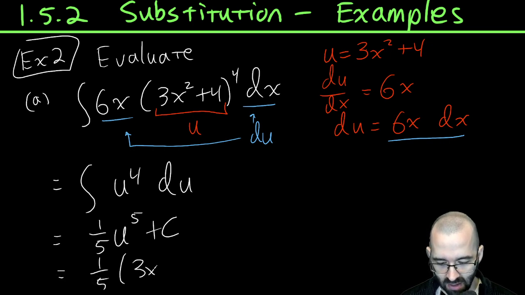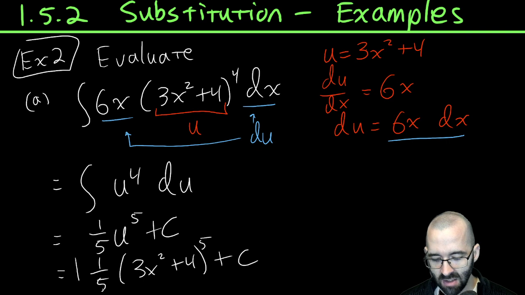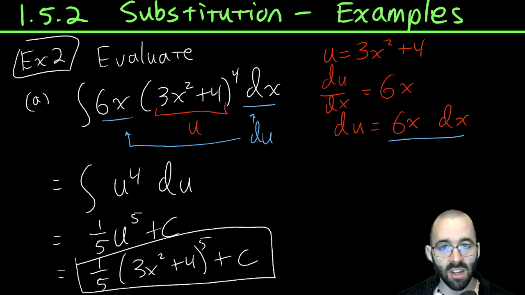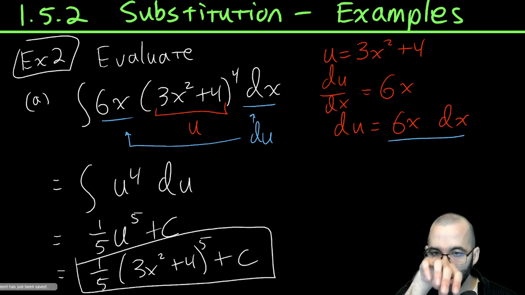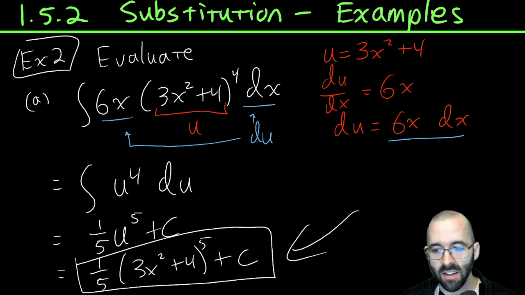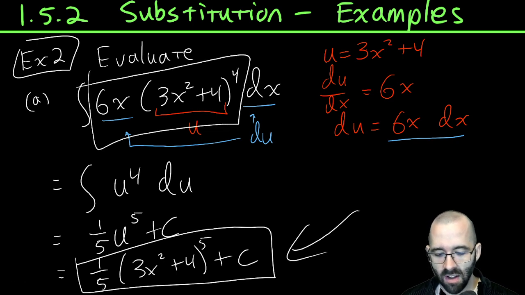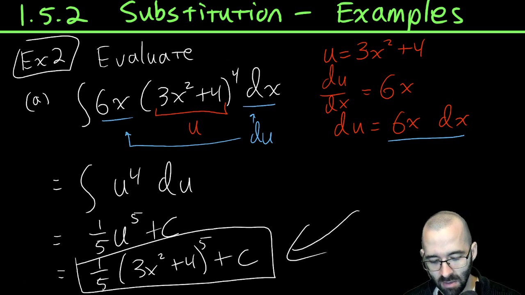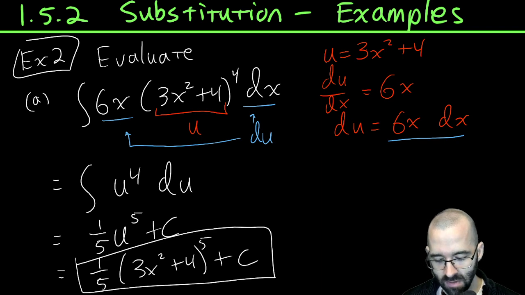u was (3x squared plus 4) to the 5th. I'm not going to check my answer on this one because it's so similar to the one in the last video, but you could take the derivative of this and you should get that because of the chain rule.